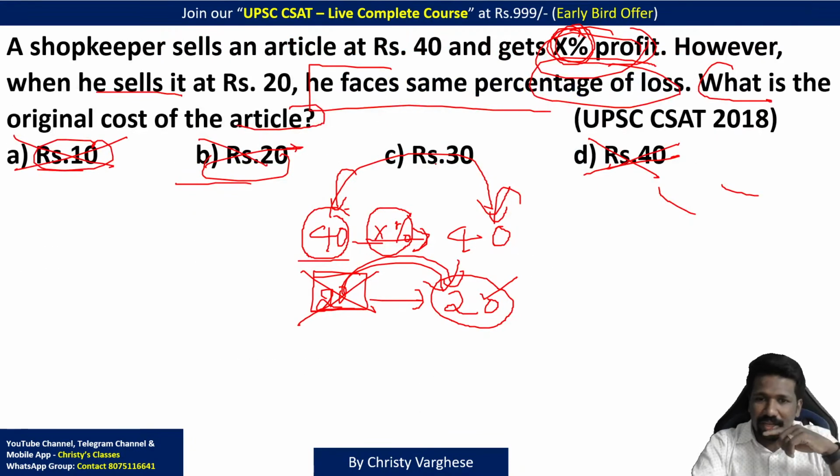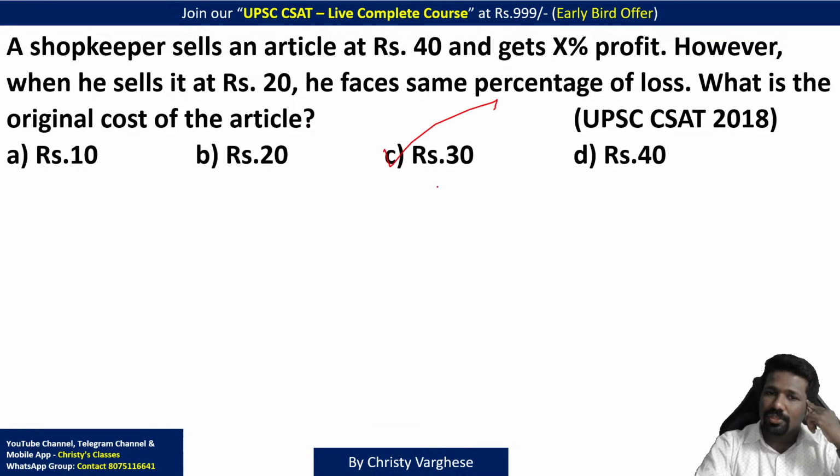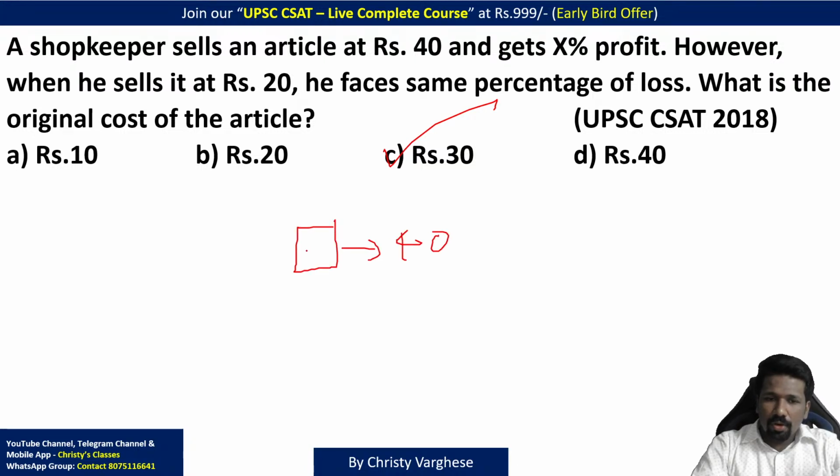All of you are understanding this? As three options are eliminated, the remaining option should be the answer. So option C is the answer. This is the smartest way of doing this question because this will take very less time. I will summarize once more. If something is sold at 40, there is a profit, means the cost price or original cost is less than 40.